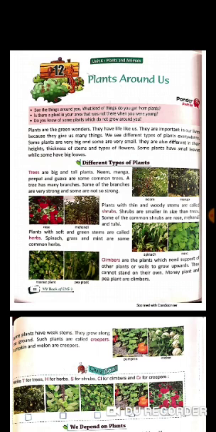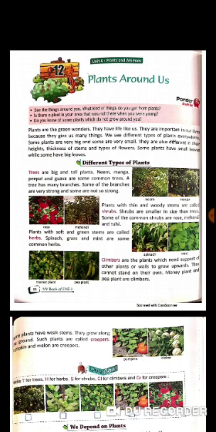Plants with soft and green stems are called herbs. Spinach, grass, and mint are some common herbs. The leafy vegetables which we consume in our daily meals are called herbs, like spinach and the different kinds of green leafy vegetables we eat in our meals. Examples are spinach, mint, coriander leaves, and so on.